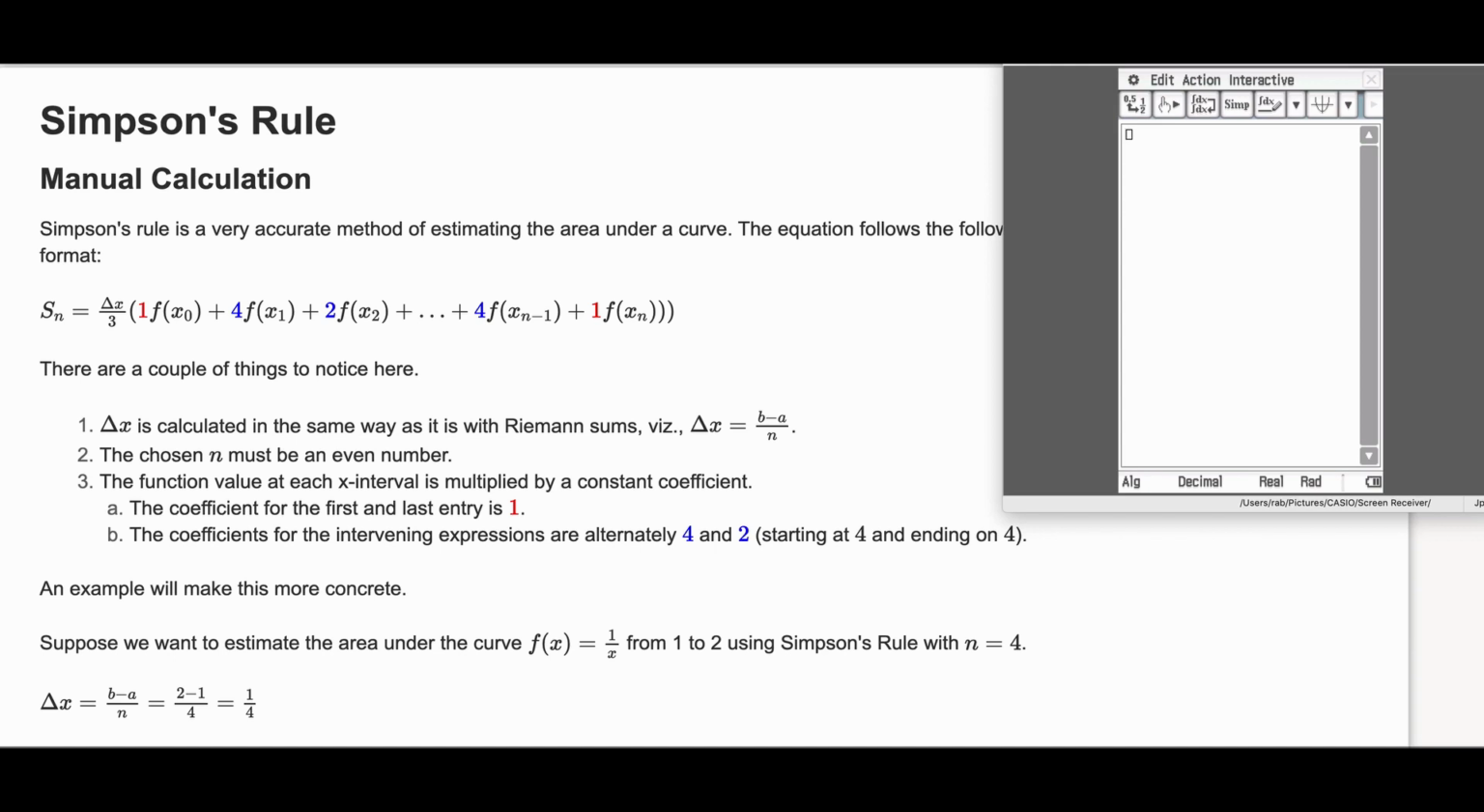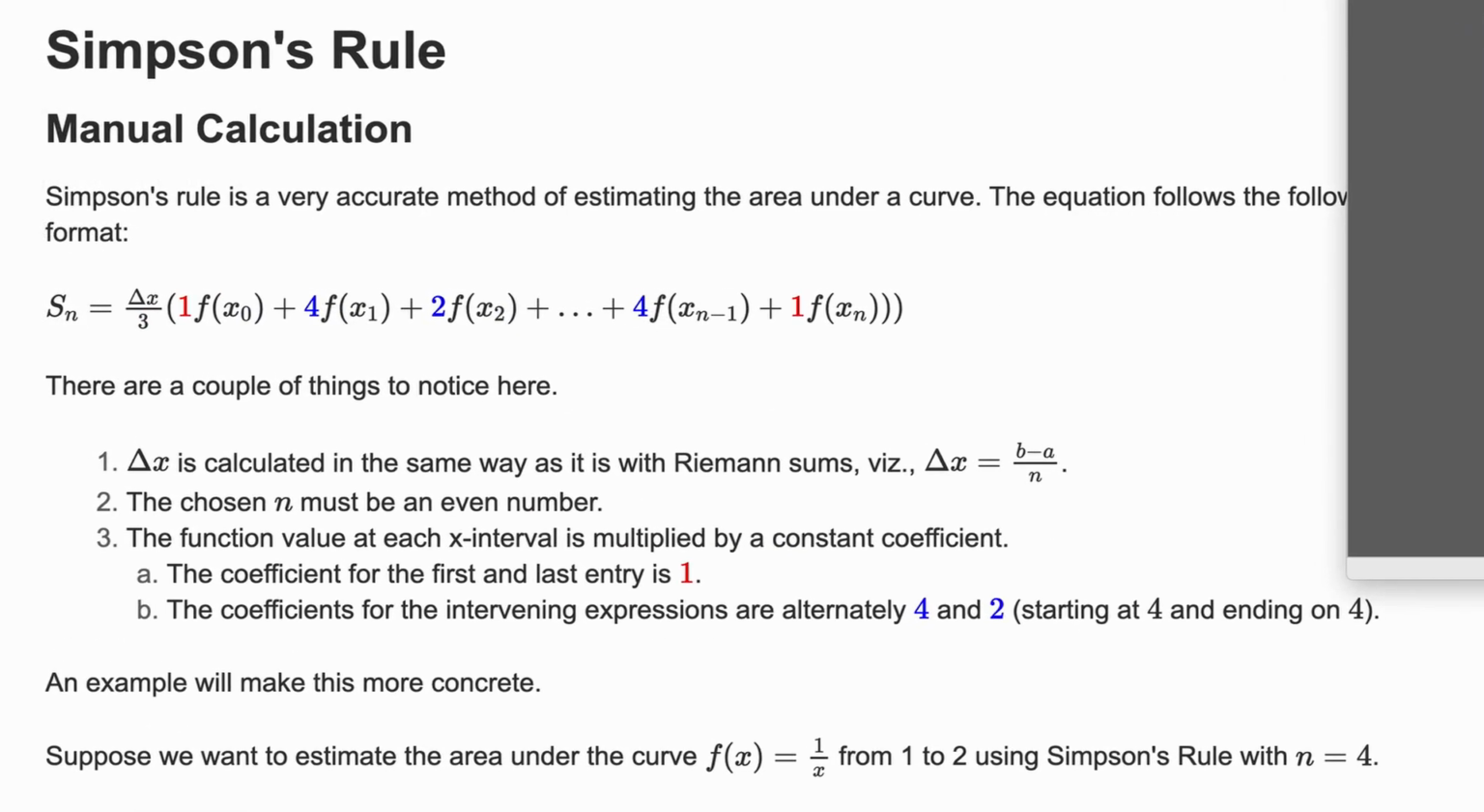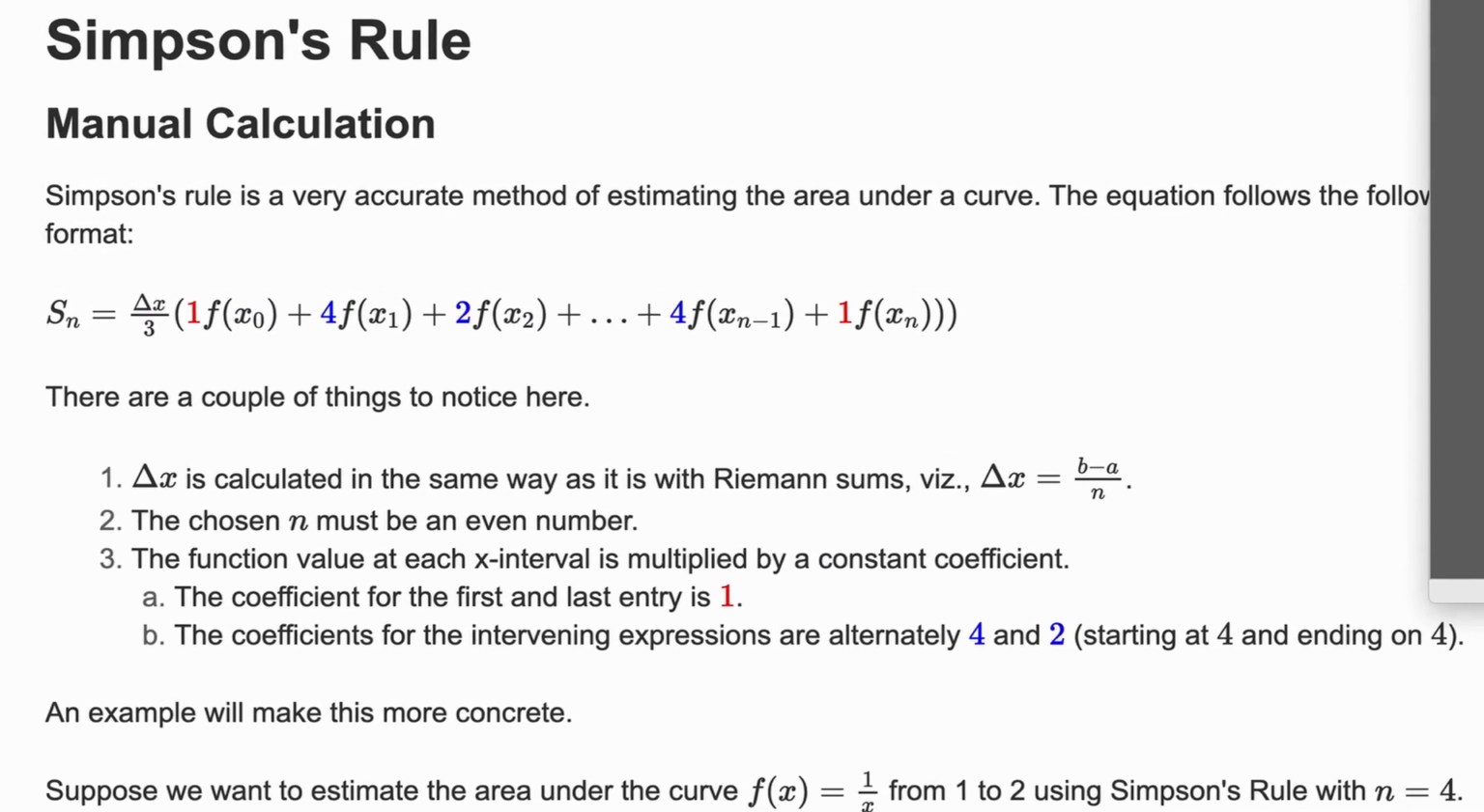Simpson's rule is a very accurate method of estimating the area under the curve, but it can be very tedious, particularly for large values of n. The calculation is very similar to the calculation you would do for a Riemann sum, only Simpson's rule uses small parabolas rather than rectangles. Simpson's rule follows a template equation which can easily be automated on your calculator.